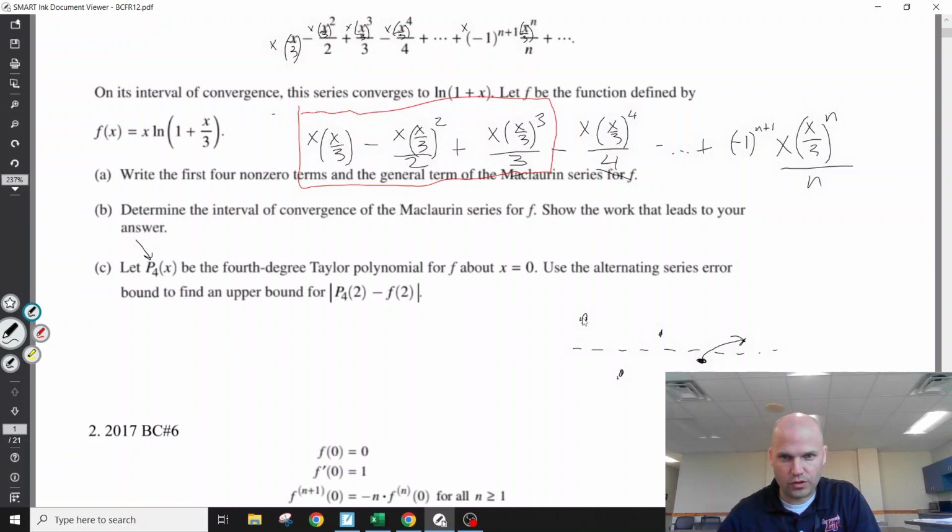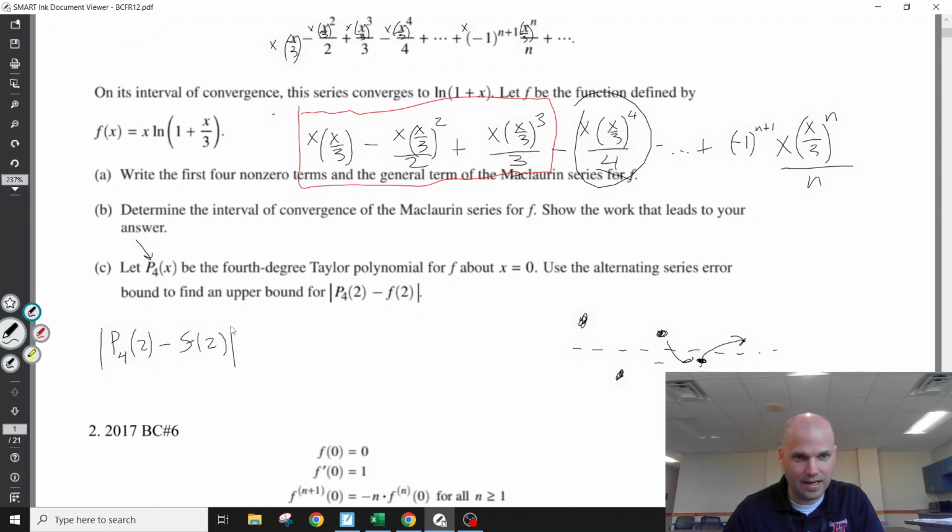This would be like the 4th sum. Boom. P4 of 2 is plugging in 2 here. That's first term minus the second term plus the third term. That's gotta be within however much we're subtracting the next term by. So this has to be less than 2 over 3 to the 4th over 4. Plugging in 2 would give us our approximation for f of 2. We are within this much.